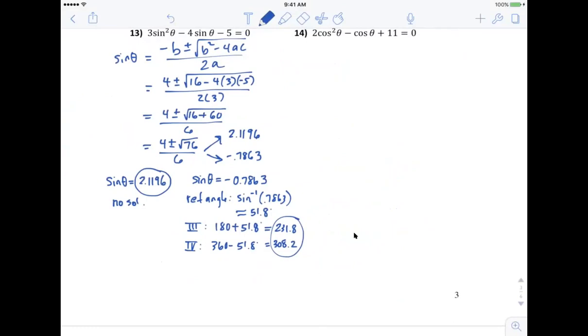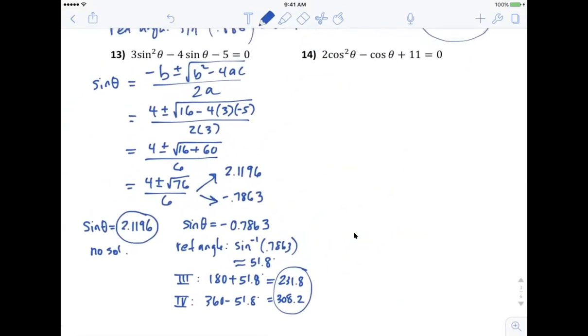Okay, so that's how those work. I know, quadratic formula. You thought you would never see that again, huh? But it comes up quite a bit here and there. Great way to solve a quadratic, even if it's in trig form. Okay, so let's do another one.